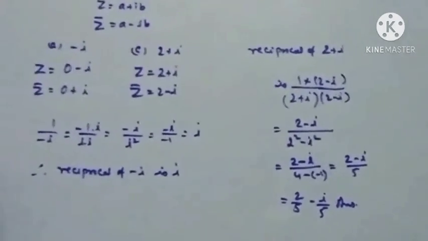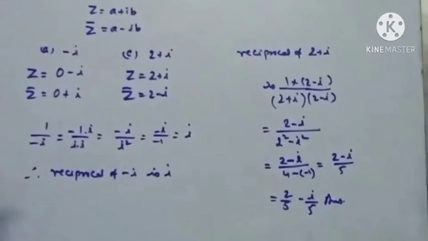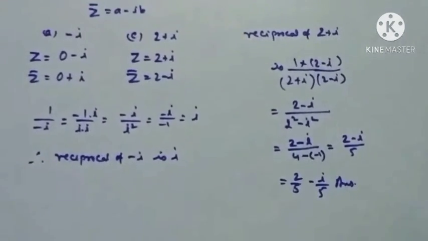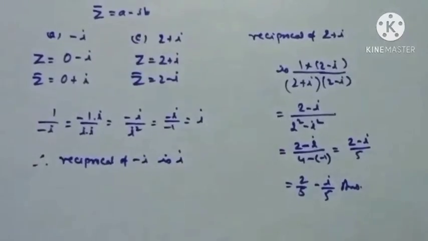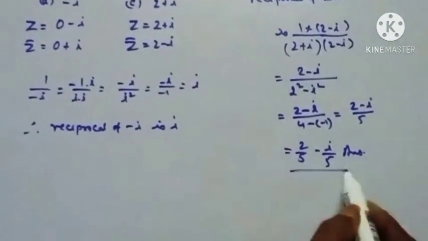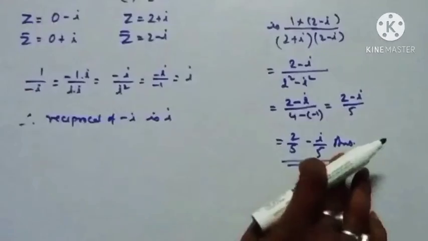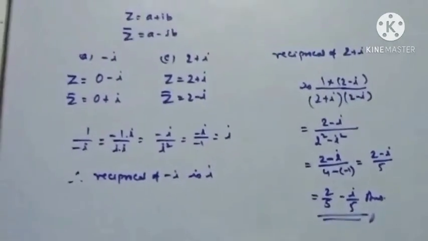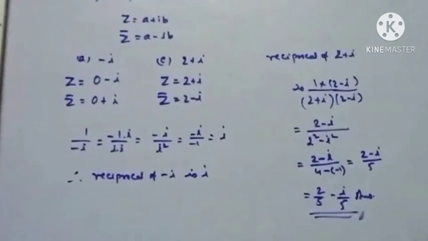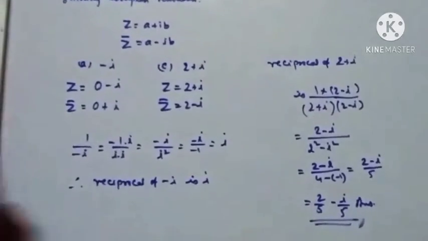Let me check the answer. So the answer in exercise 2.2 is, see, the reciprocal is 2 by 5 minus 1 by 5i. So this is 2 by 5 minus i by 5. This is the answer. Now the rest of the questions you can do yourself. I am going to another question, that is question number 2.